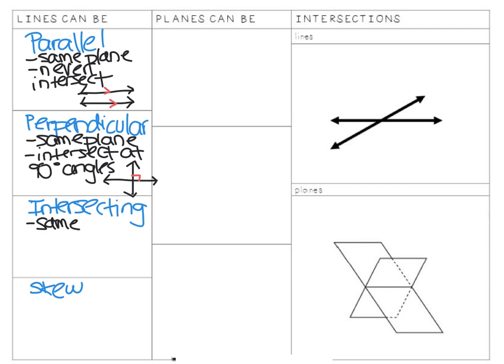Intersecting lines also are on the same plane. Now perpendicular lines are a type of intersecting lines. They intersect, they cross. Not necessarily at a 90-degree angle, but it could be a 90-degree angle.